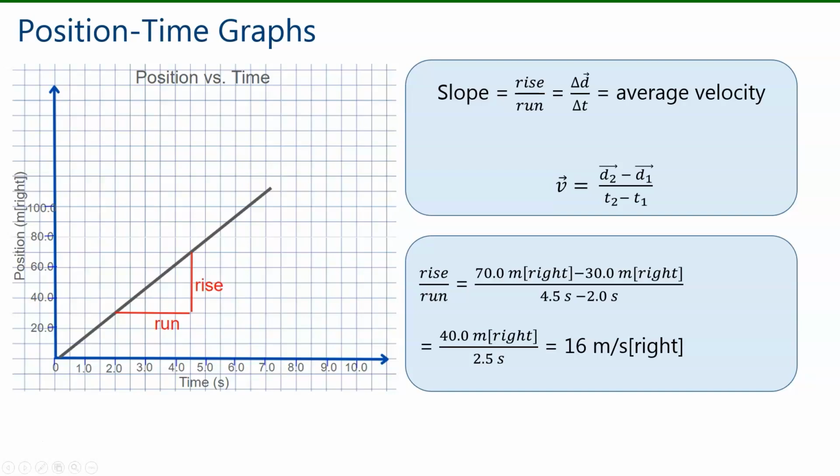So for our rise up, we went from 30.0 meters to 70.0 meters. When we subtract, we go d2 minus d1. So we have 70.0 meters right minus 30.0 meters right. That's our rise. Our run across, we went from 2.0 seconds to 4.5 seconds. We subtract t2 minus t1. So we have 4.5 seconds minus 2.0 seconds. That gives us 40.0 meters right divided by 2.5 seconds, which gives us a velocity of 16 meters per second to the right.